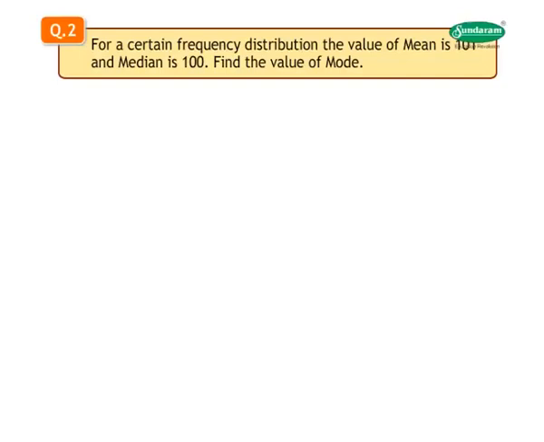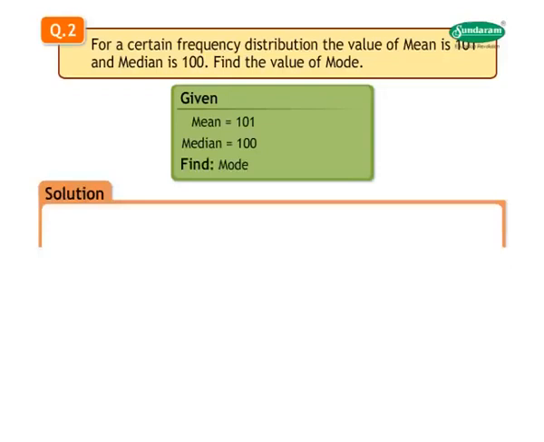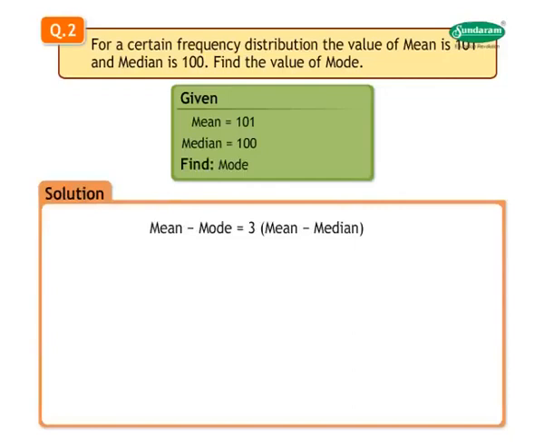Question 2. For a certain frequency distribution, the value of mean is 101 and median is 100. Find the value of mode. Given mean is equal to 101, median is equal to 100. Find mode. Solution: we know the relationship that mean minus mode is equal to 3 into (mean minus median).